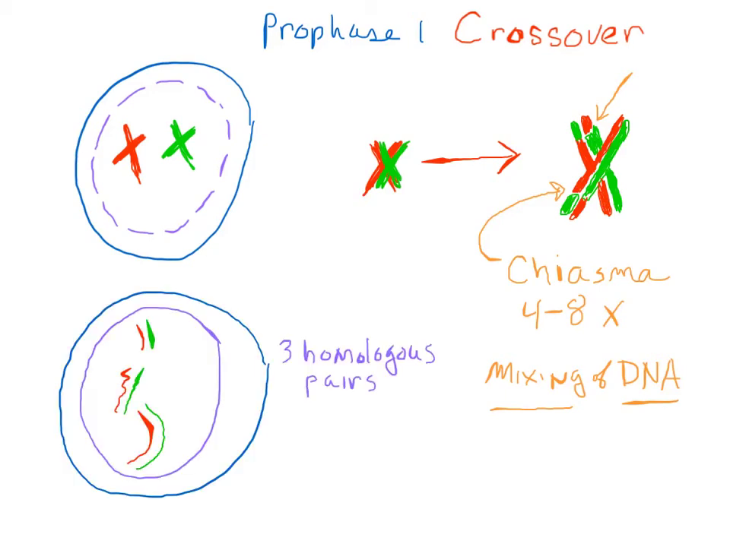I want to illustrate a point. This cell here from a different species has 3 homologous pairs. During crossover would only occur within this pair, and within this pair, and within this pair. You would not expect to see crossover from this pair over to this pair. So we'll say that does not happen.